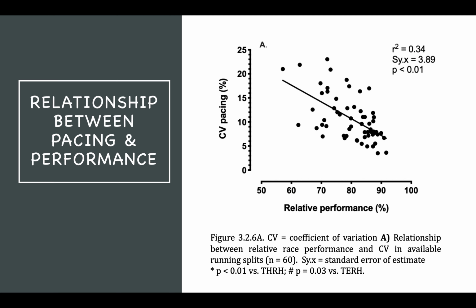So there is quite a lot of variation around that relationship, particularly when we're looking at the people who didn't have very good relative race performances. Those data points are very, very widespread. And then as we move to the better performances, it's not quite as spread out. But ultimately, the significant relationship suggests that people with better performances pace more evenly throughout the race, but there is a lot of variation in the relationship.